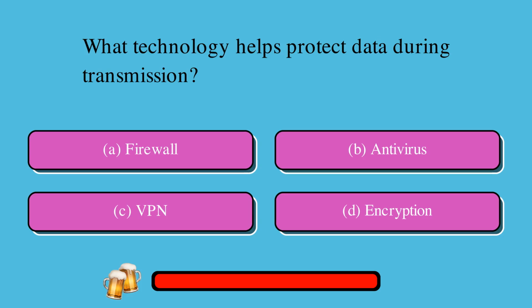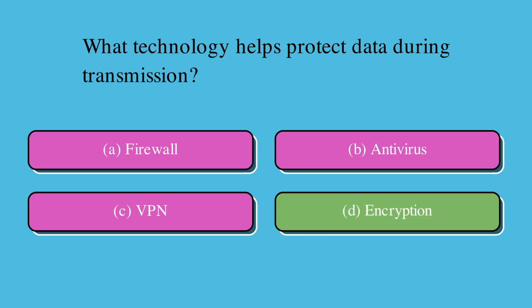What technology helps protect data during transmission? A. Firewall, or B. Antivirus, or C. VPN, or D. Encryption? The correct answer is D. Encryption.